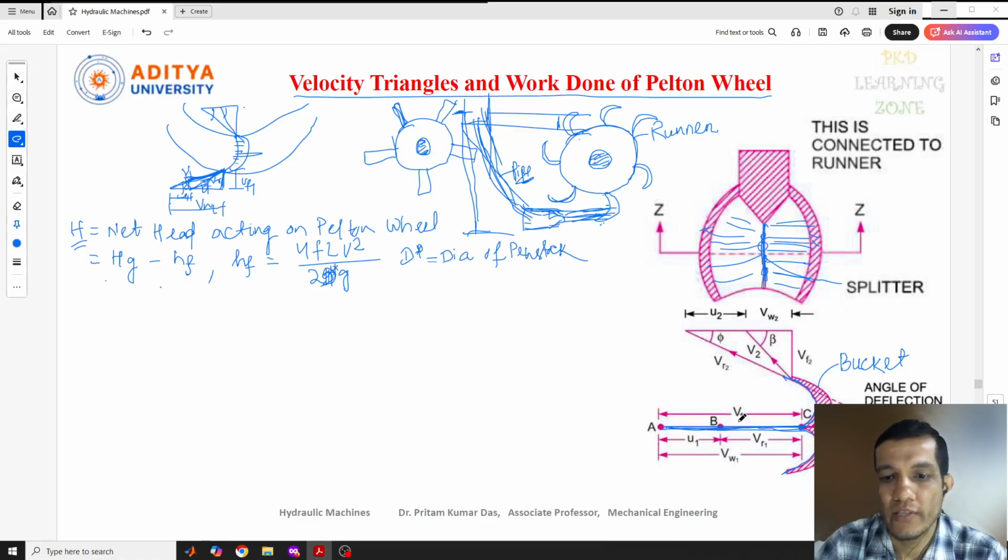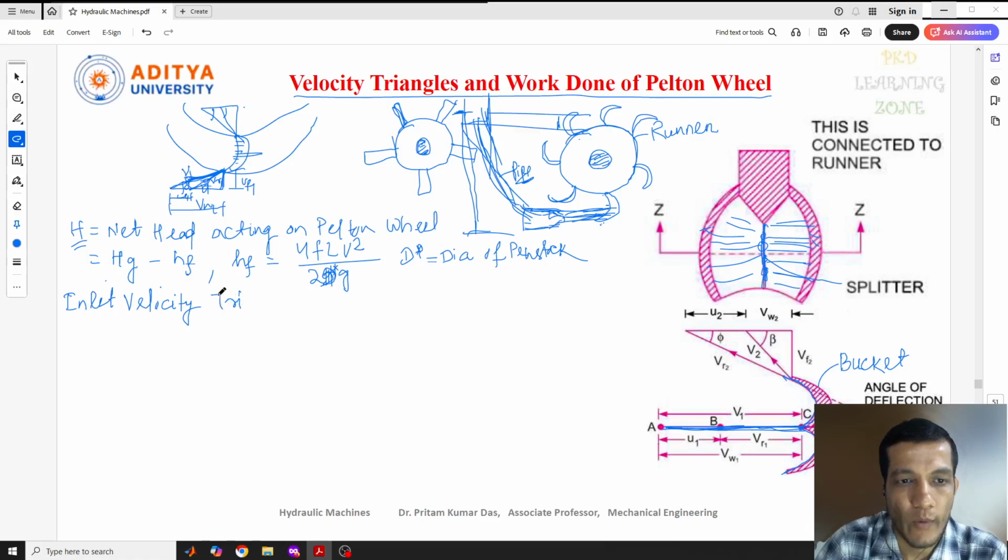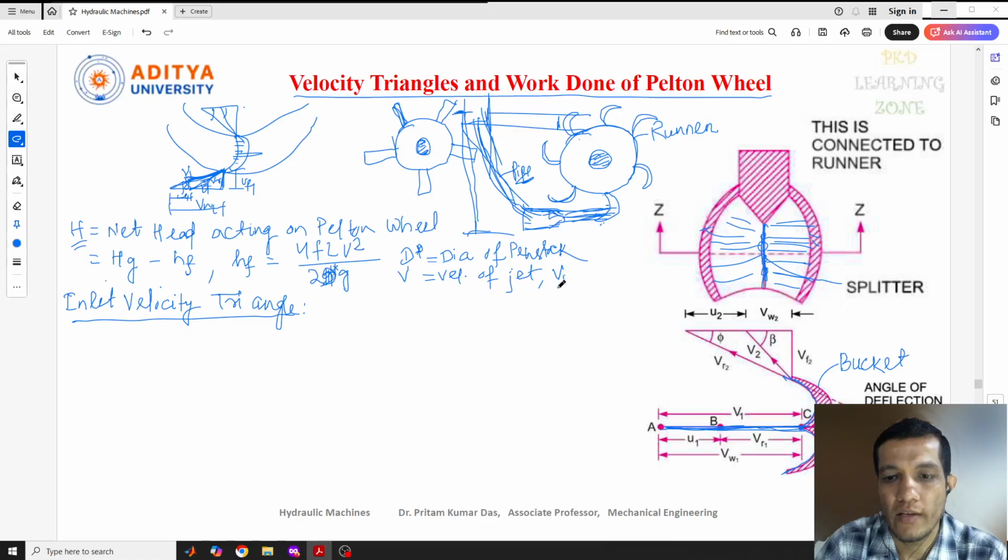Now, as I told you, we need to draw the inlet velocity triangle. First we'll go for the inlet velocity triangle. Just before going to this, let me tell you some other parameters. One is V, the velocity of the jet. The same velocity of the jet will be converted into different terminology, like V1, which is the inlet velocity, or the absolute velocity of the jet at the inlet condition.